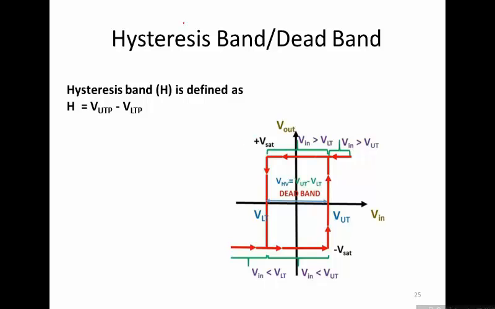This is the hysteresis curve, and this is the hysteresis band or dead band. For the non-inverting comparator, as we have discussed, the output would go from negative saturation to positive saturation when the upper trigger point is arrived, and it stays at positive saturation until the lower trigger point is arrived. At that point the output would become negative and stay at negative until the upper trigger point is arrived.